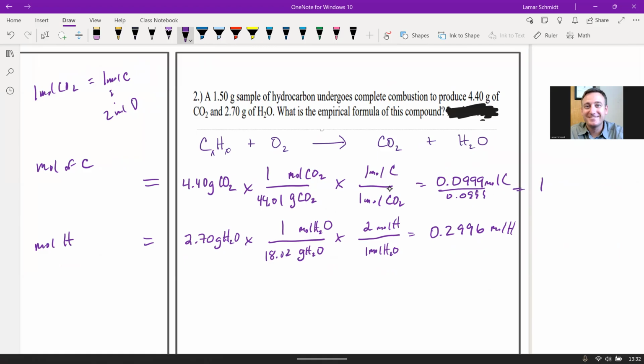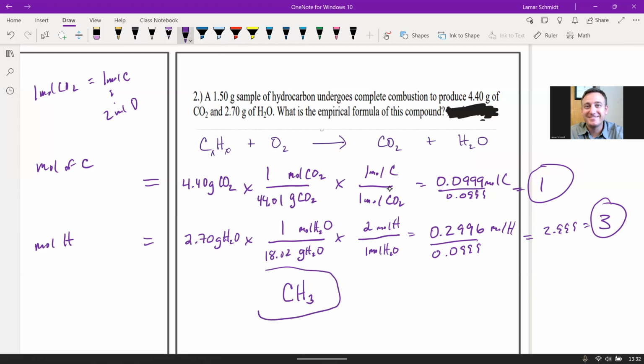0.0999 divided by 0.0999 is equal to 1. And 0.299 divided by 0.0999 is equal to 2.999, which is 3. So our ratio of carbon to hydrogen in the empirical formula is 1 to 3. So one carbon, 3 hydrogens. The empirical formula is CH3. We see how to do that.